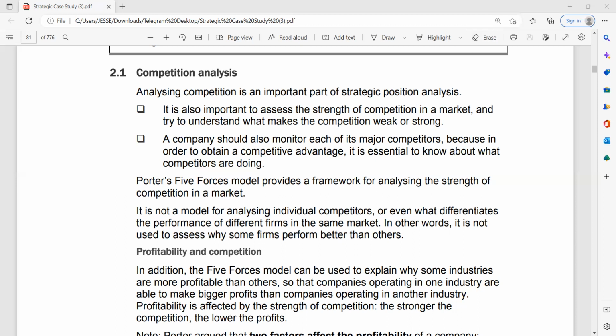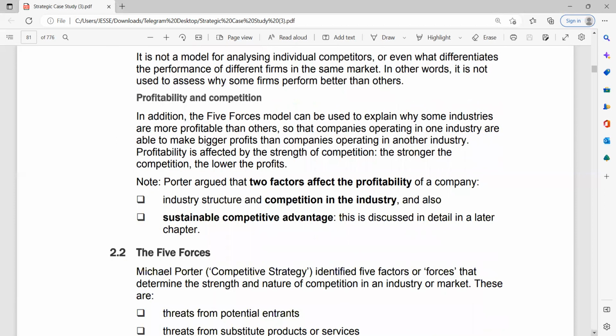Now let's look at profitability and competition. The 5 forces model can be used to explain why some industries are more profitable than others, so that companies operating in one industry are able to make bigger profits than companies operating in another industry. Again, note that the keyword here is industry, not individual companies, the entire industry, the entire market. That's what you're focusing on.